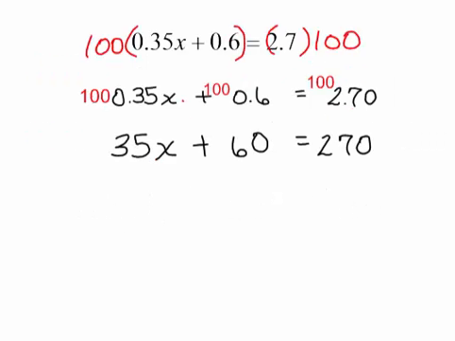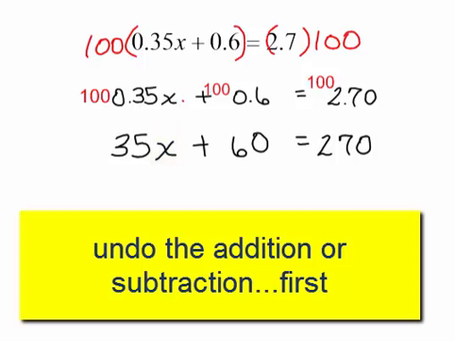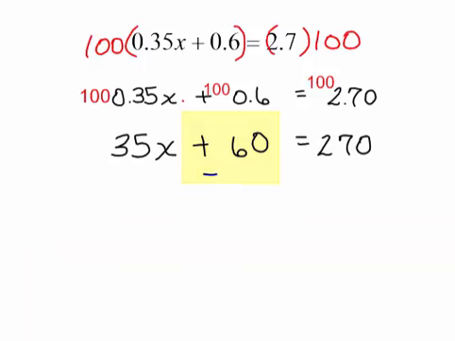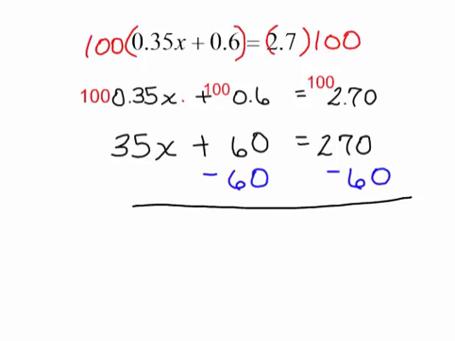Okay, remember, we want to isolate the variable. We have 35x plus 60 on the left. Let's begin by undoing the addition and subtraction. I have 60 that is being added. The opposite of adding 60 is to subtract 60. But whatever you do to one side, you have to do to the other. And sure enough, the positive 60 and the negative 60 cancel out. Just like I planned, on the left side, I have 35x. On the right side, 270 minus 60 will be 210.